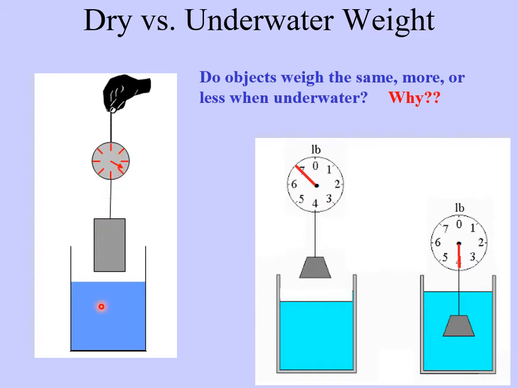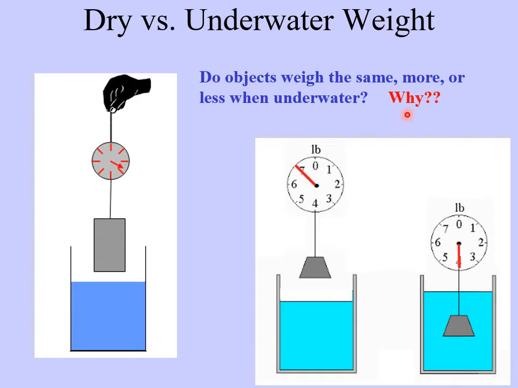Now what happens if we lower this object into the water? What do you think happens to the weight here? Well, it turns out that objects weigh less when underwater. So for example, let's say this piece of metal has a weight of 7 pounds dry. When we lower it into the water, you can see its weight reduces to say something like 4 pounds.